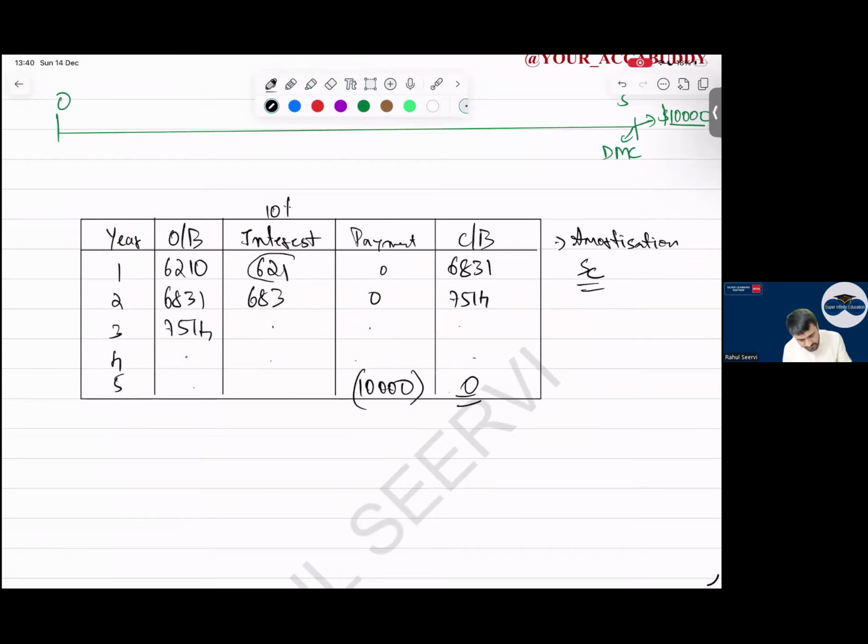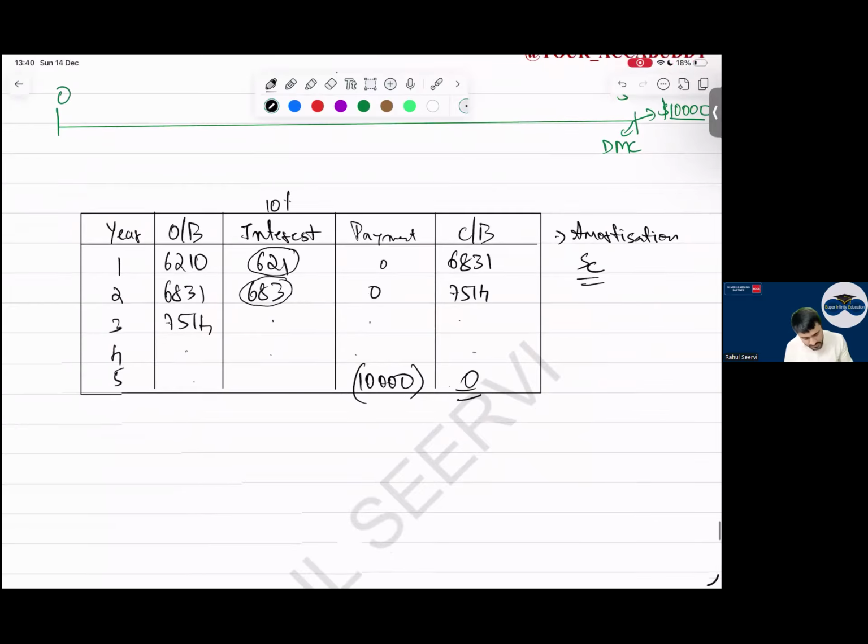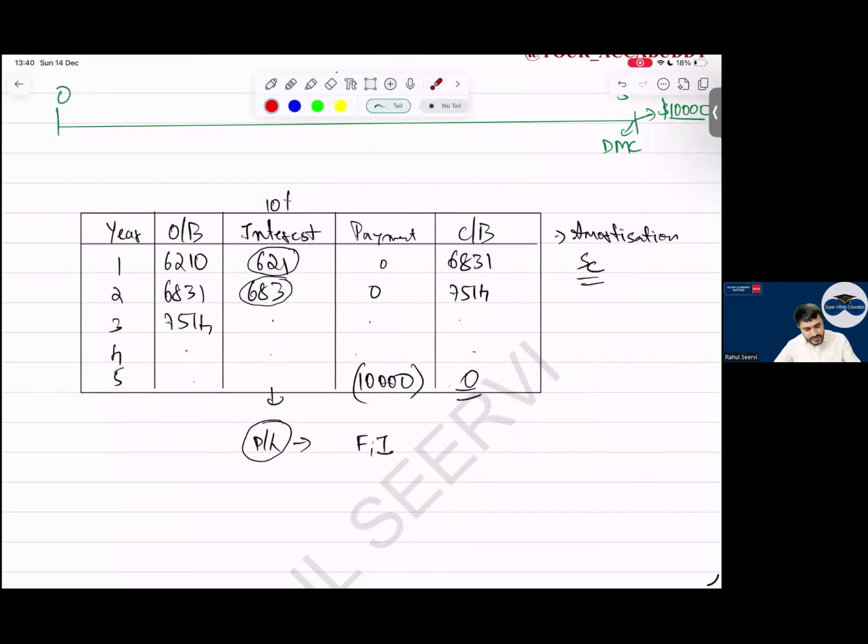Now this interest, where will you record? This interest you will record in P&L. Which P&L category, sir? Either it will go in financing or investing. If you have taken a loan, sir, financing. If you have investing, investing. Simple. Did you understand this amortization table कैसे बनता है?